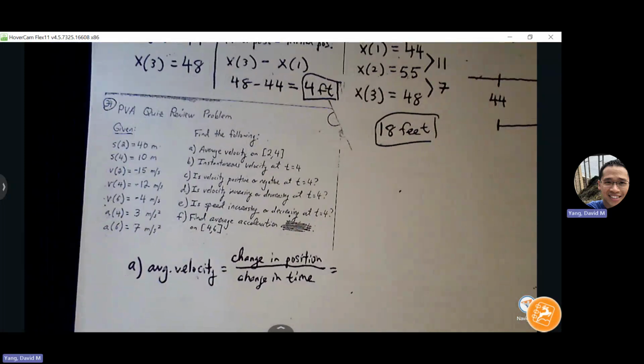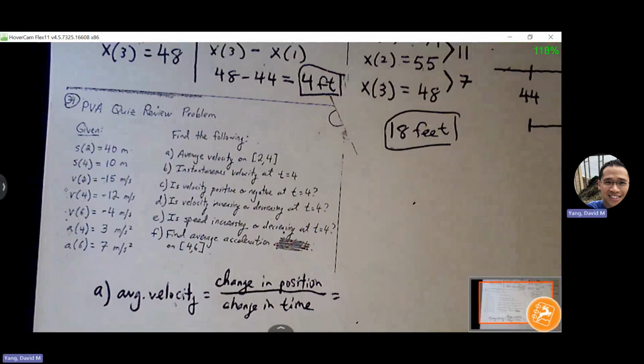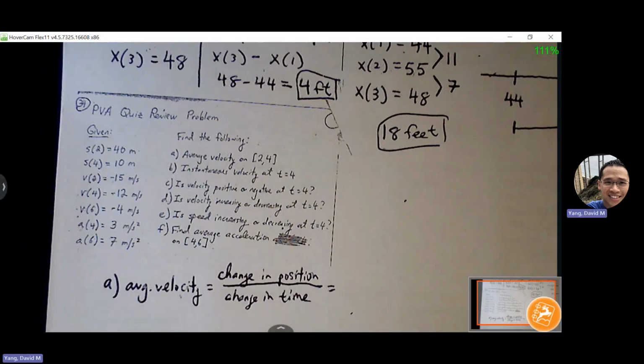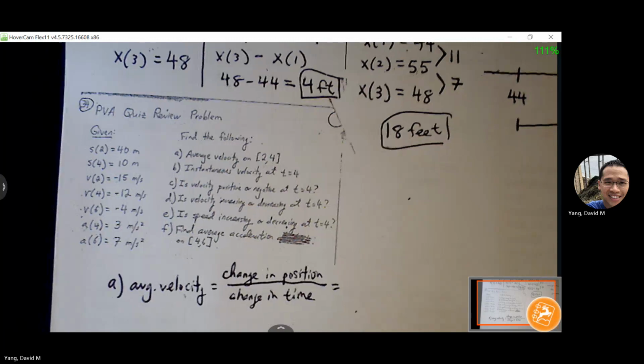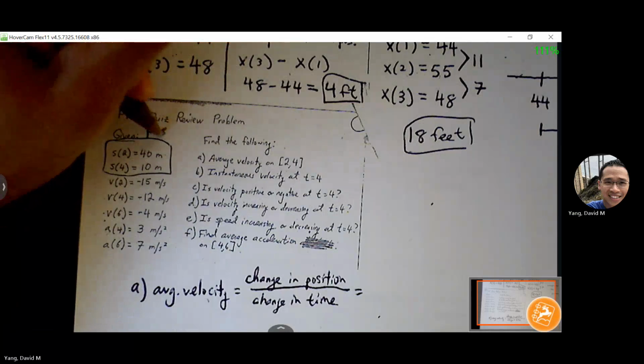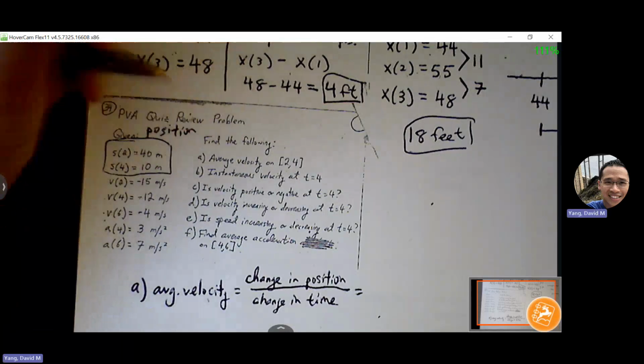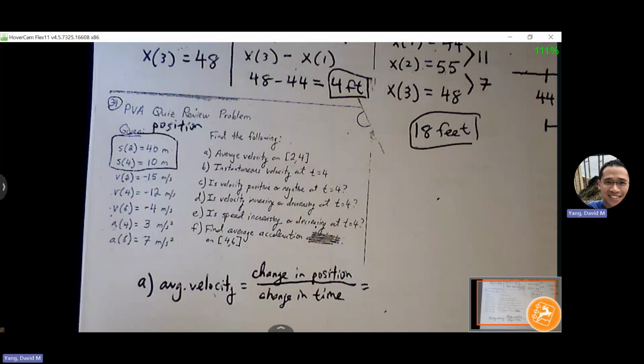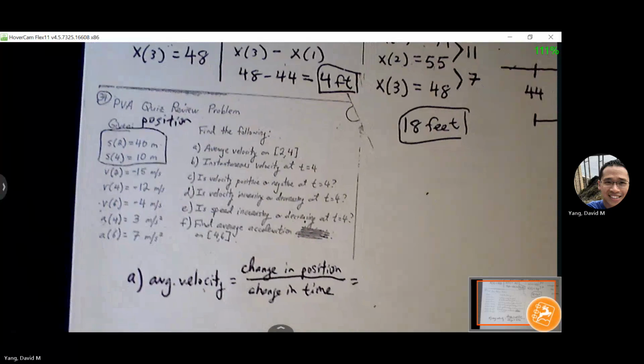What information could we use to build this slope or build this rate of change? Okay, so what represents position here? That's my S. S is my position here. Okay, so S of t is position, V of t is velocity, and A of t is acceleration.